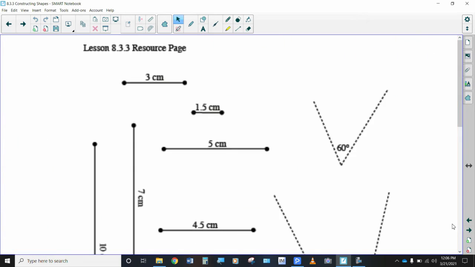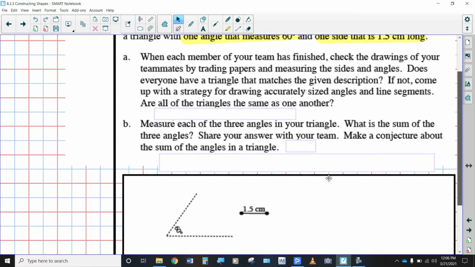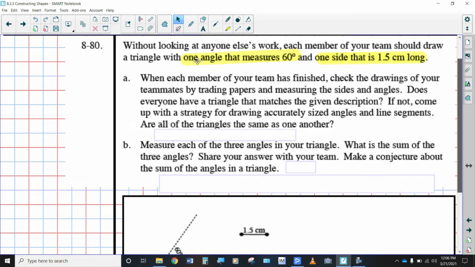Okay, so this is what you can do. This piece of paper that is attached, the resource page that's attached to the Google Classroom and in the online book. You can print them off, and then you can trace, this is the 1.5, and this would be the 60-degree angle. You can trace those and try and work with them, or technically, you can use a protractor and a ruler to make this work as well. But I am going to take each one of those and follow these directions. And what was the direction again? It says create a triangle with one angle that measures 60 degrees and one side that is 1.5 centimeters long.